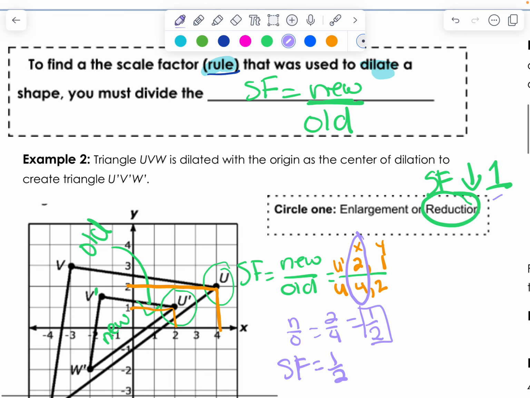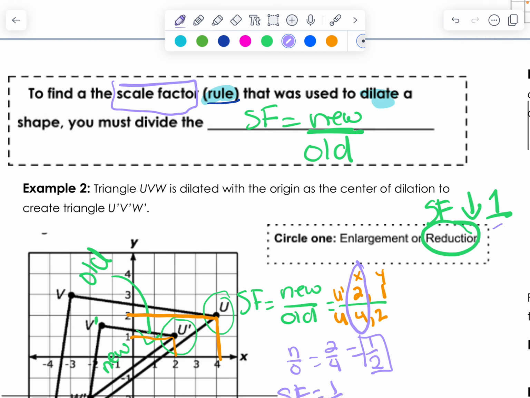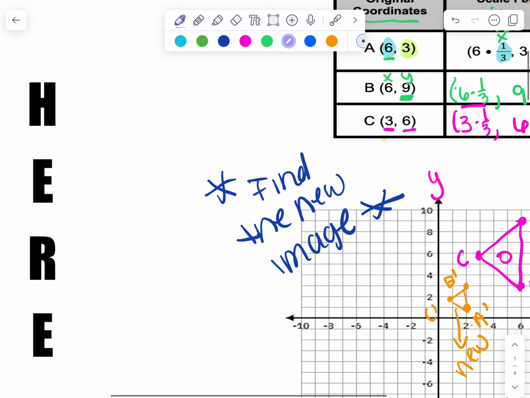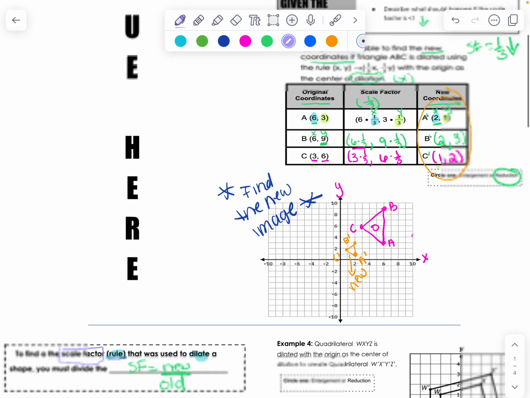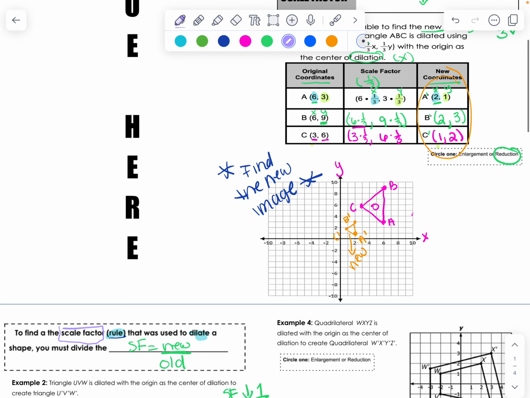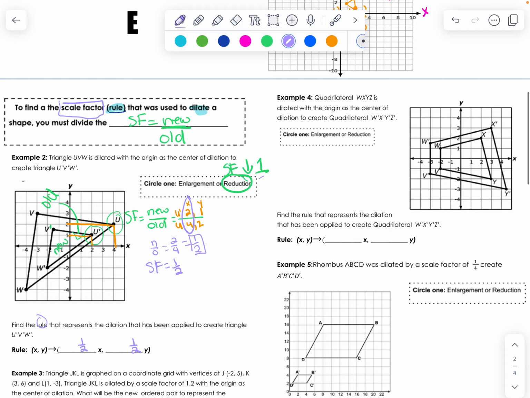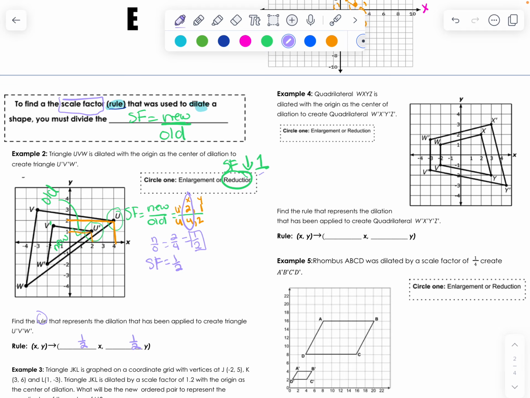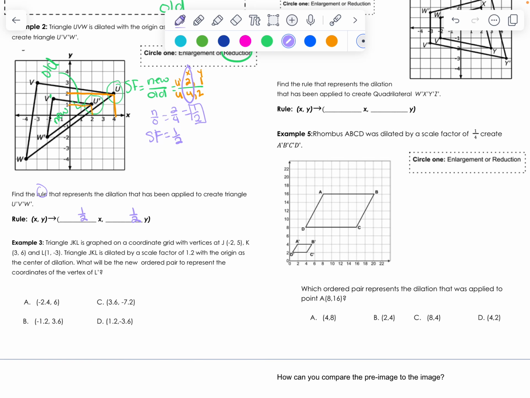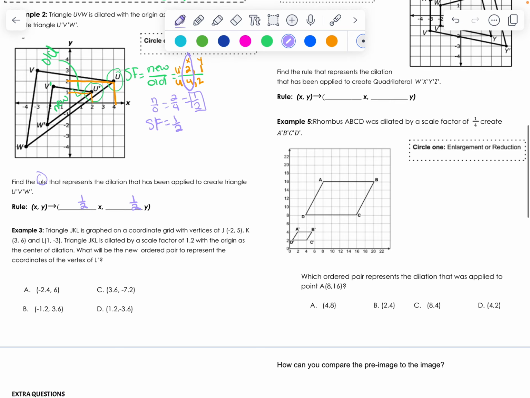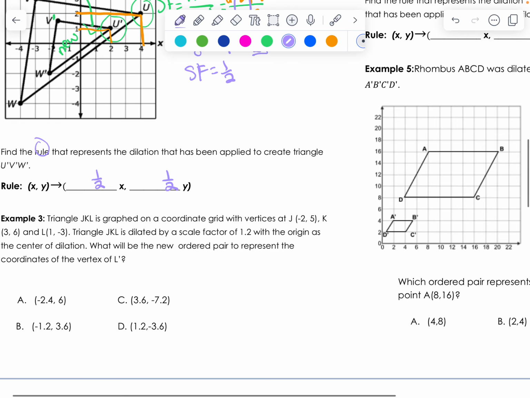So for here, this is how to find the scale factor. For this one, they gave us the scale factor. We're looking for the new image. Now for this part, you have to find the scale factor. I'm going to do 2 more with you, and then you're going to do 1 on your own.